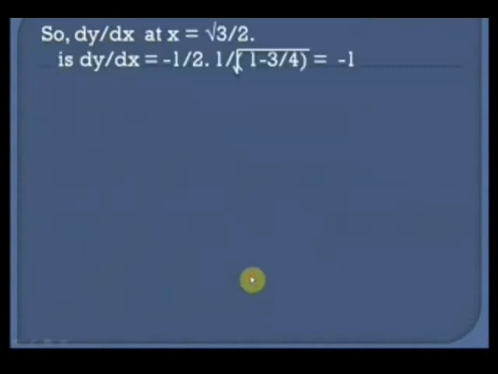Now we have to find dy by dx at the point x equal to root 3 by 2. So dy by dx is equal to minus 1 by 2 into 1 by under root of 1 minus 3 by 4, and that is equal to minus 1. Thus the value of dy by dx at the point x equal to root 3 by 2 is equal to minus 1. So we see that through the method of substitution the problem became quite easy and the function became very easy to differentiate.